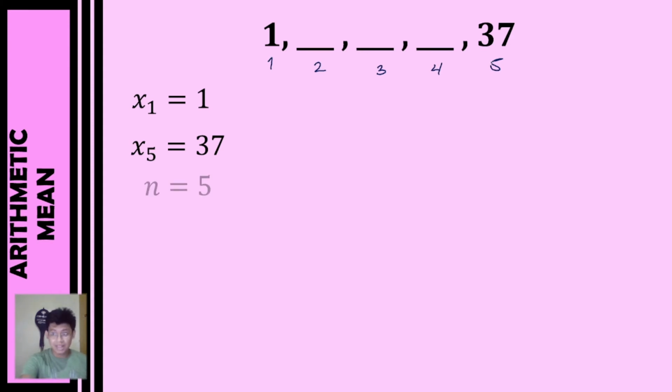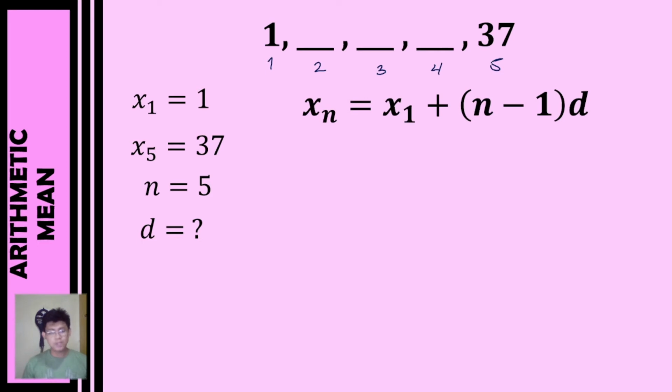Now our n will be equal to 5, and we're looking for the common difference. What are we going to add to the first term to get the second term, to get the third term, to get the fourth term, and to get the fifth term? We will still use the same formula, x sub n is equal to x sub 1 plus the quantity n minus 1 times d. Then we proceed to our substitution. Okay, let's substitute all the given. We have 1 plus the quantity 5 minus 1 times d.